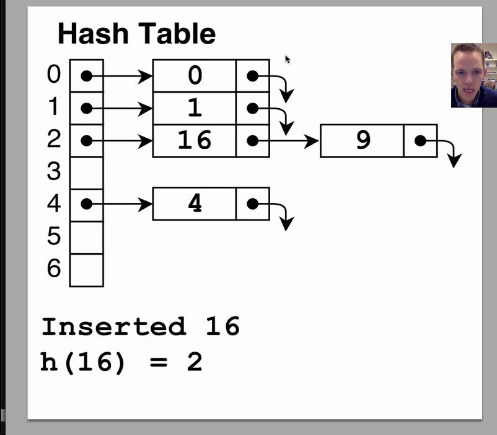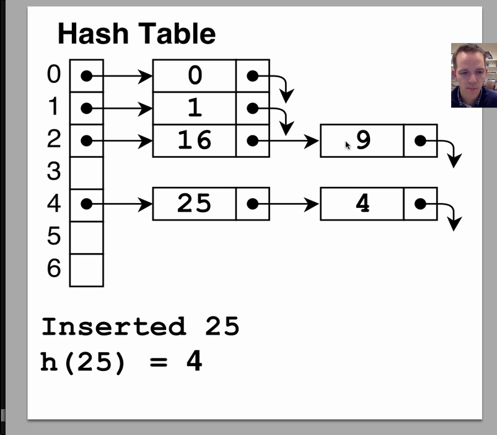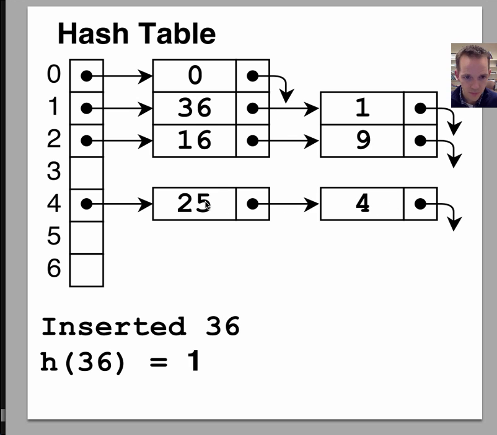Now we insert 16, and what we do is we push it to the front of the list and extend the list that way. Now if we insert 25, 25 mod 7 is going to hash to 4, that's fine. We're going to just push the other entry down into the linked list, and we can add 36 in, and that's going to push that entry down.